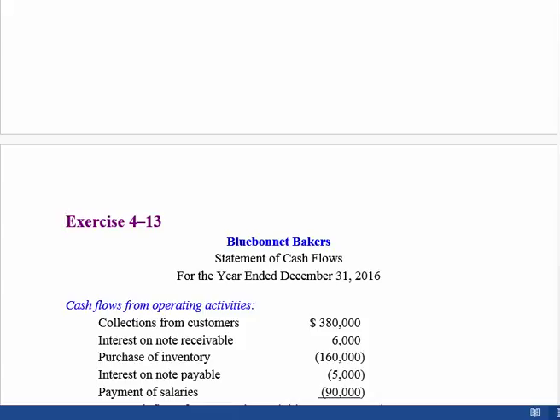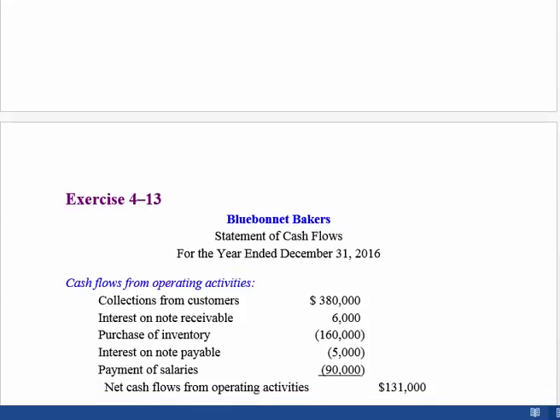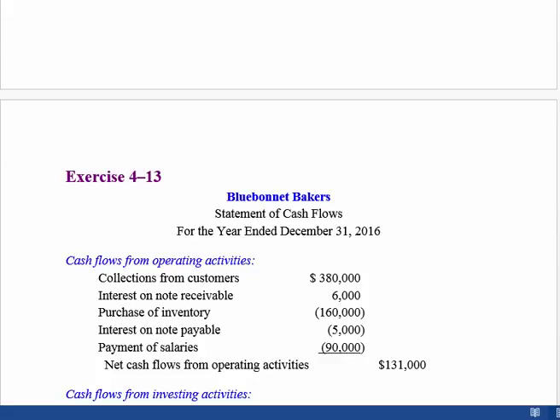So let's total up the operating section. We get net cash flows from operating activities, $131,000. Okay, let's go to the investing section. Cash flows from investing activities.